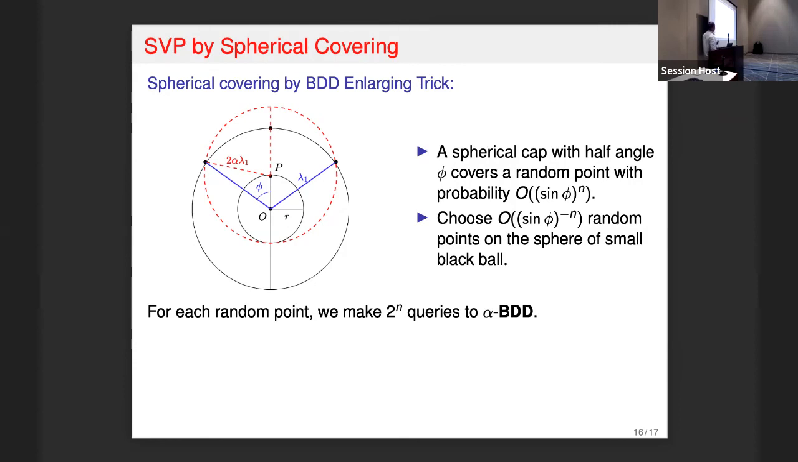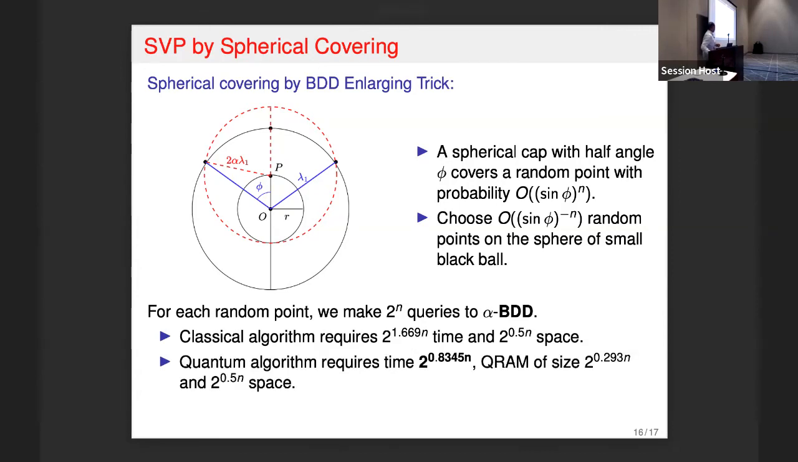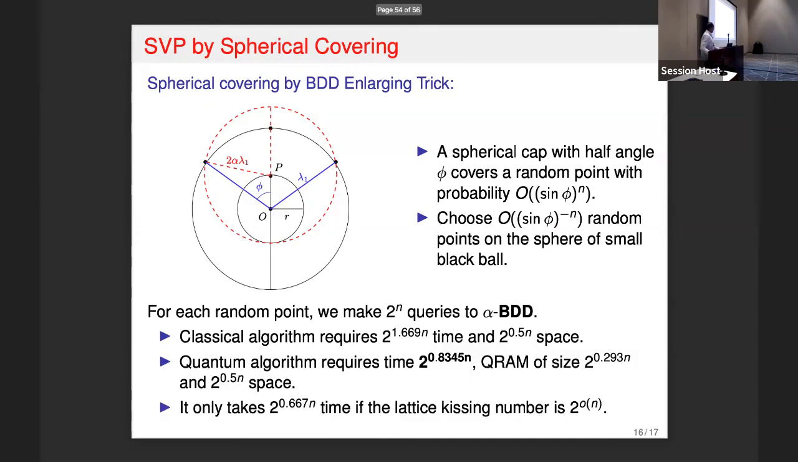So by using this technique, we get a classical algorithm that runs in 2 to the 1.66 n time and requires 2 to the n/2 space. And this also gives an improvement in the quantum algorithm. It requires 2 to the 0.8345 n time, 2 to the 0.293 n quantum RAM, and 2 to the n/2 space. And the time complexity of our algorithm also depends on a quantity related to the lattice kissing number. The lattice kissing number is essentially, for a lattice, the number of shortest vectors. In practice, most lattices have sub-exponential kissing number. In this case, our algorithm just takes 2 to the power 0.66 n time.